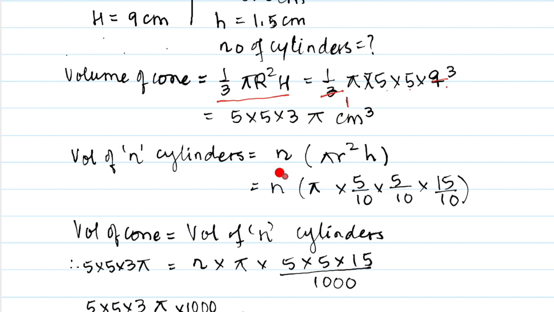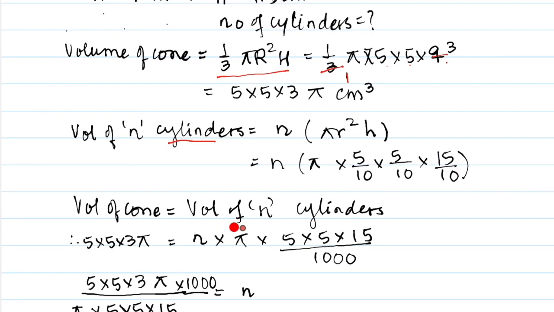The volume of n cylinders will be n into pi r square h. That is the volume of cylinder, right? Pi r square h. So n into bracket pi as it is, and the cylinder radius is 0.5. So I write 5 upon 10, 5 upon 10, and h is 1.5. So 15 upon 10.